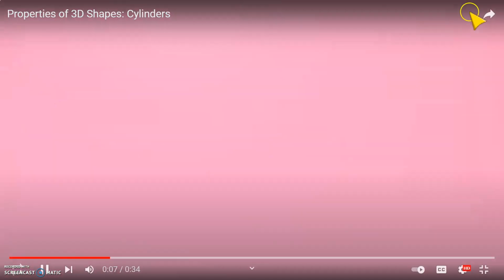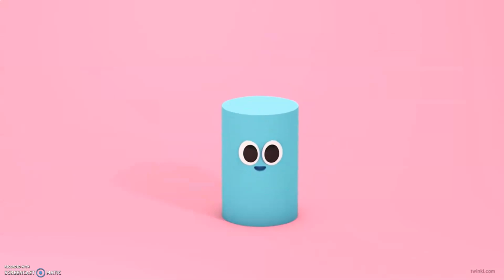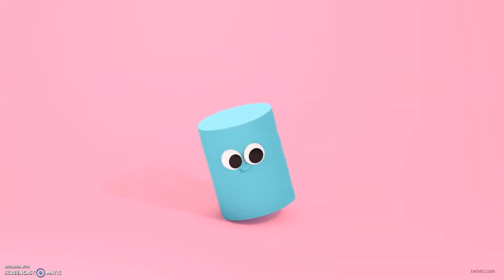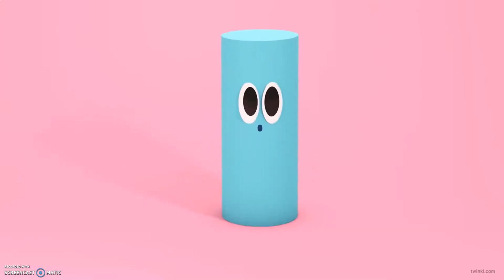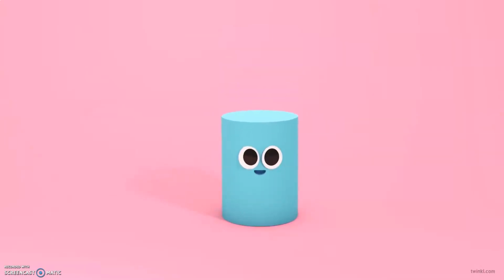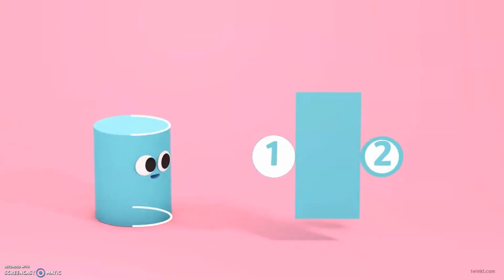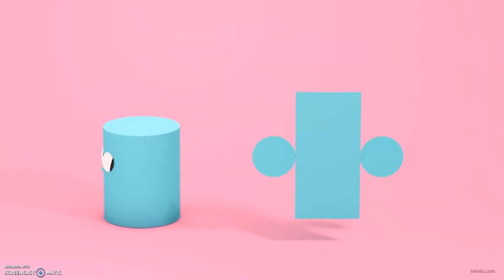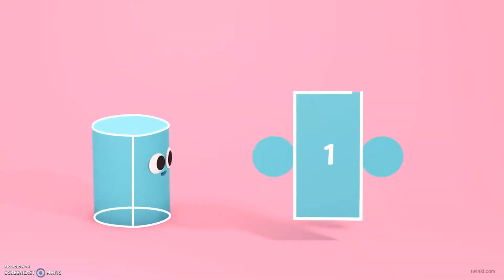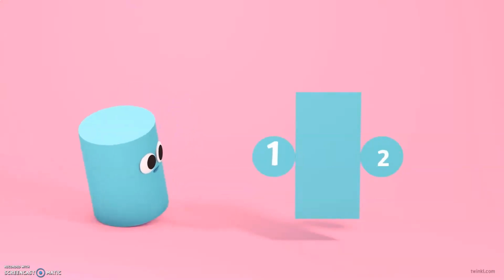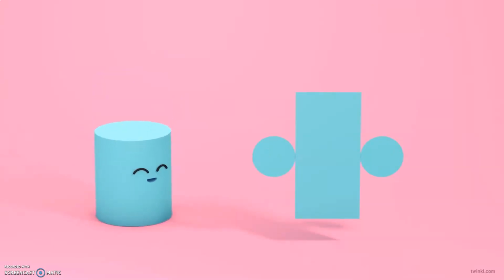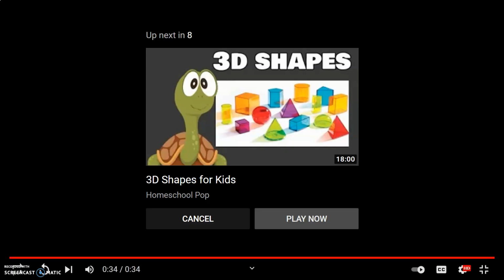Properties of cylinders. Cylinders are a type of 3D shape. You probably have lots of cylinders at home. Cylinders can be any size, but they all have the same properties. Cylinders have two flat circular faces. Cylinders have one curved face. And they all have two curved edges. But cylinders don't have any vertices. That means corners.